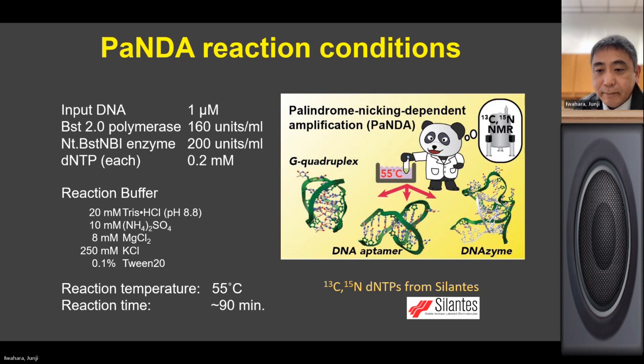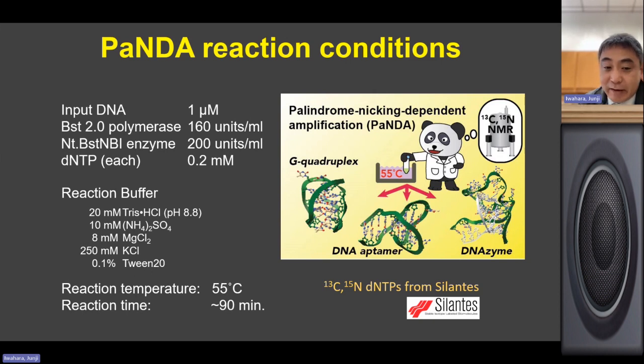Meanwhile, I have a question, Dr. Iwahara, from our chat. What is the maximum length of labeled DNA we can produce with PaNDA without running into issues such as impurities and things like that? Okay, that's a great question. And in the JACS paper, we discussed that size limitation. As far as we tried, 50 nucleotides is probably possible without changing the buffer conditions.